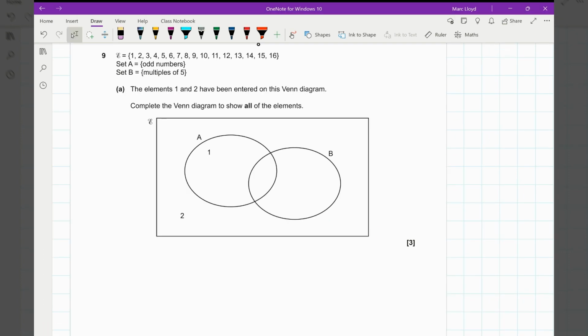Question number 9. So we've got a Venn diagram. We've got one set which is odd numbers and the other set is multiples of 5. It wants us to complete the Venn diagram to show all of the elements. Please ignore the voice break. It's been a long week.